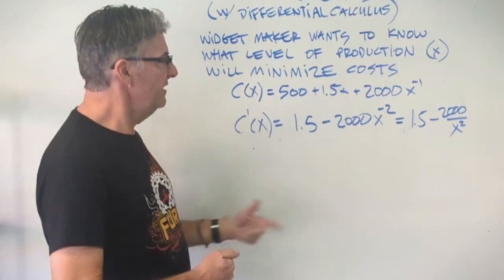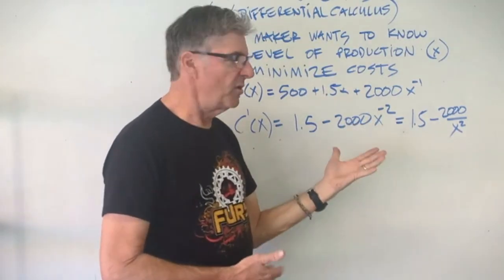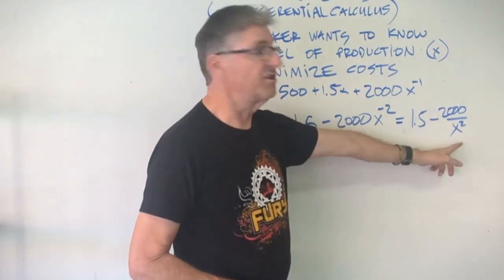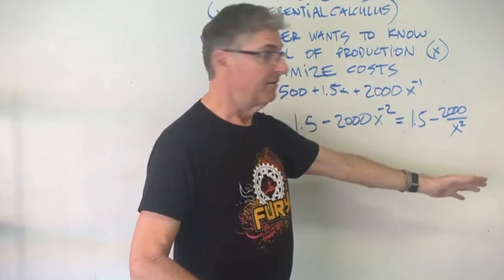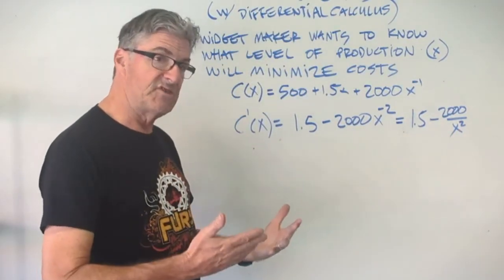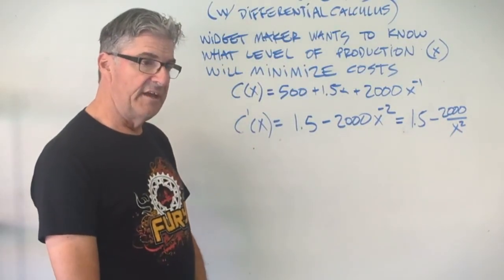Power rule. Okay, so we don't like negative exponents, so I'm going to go back to our fraction here. So I've got 150 minus 2,000 over x squared. Okay, so that's our derivative function. Now, what comes next? Think about that for a sec and then come back.